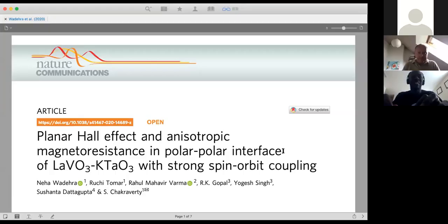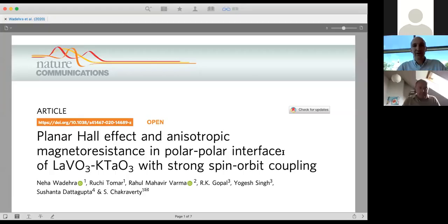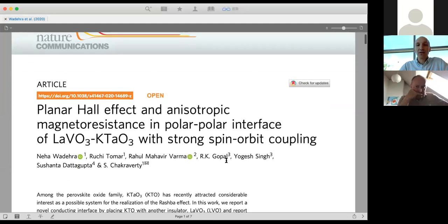Can you see this paper? Yes, I can see the paper. Okay, so this group has the best termination recipe I'm aware of for potassium tantalate, and they've used it to make a spin polarized 2-DEG at that interface. Thank you so much. Sure.